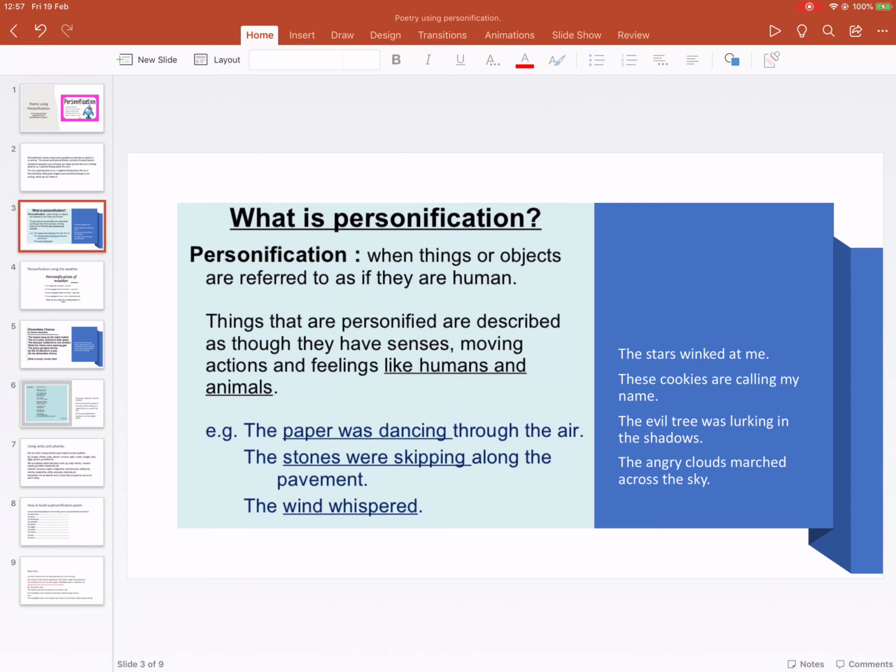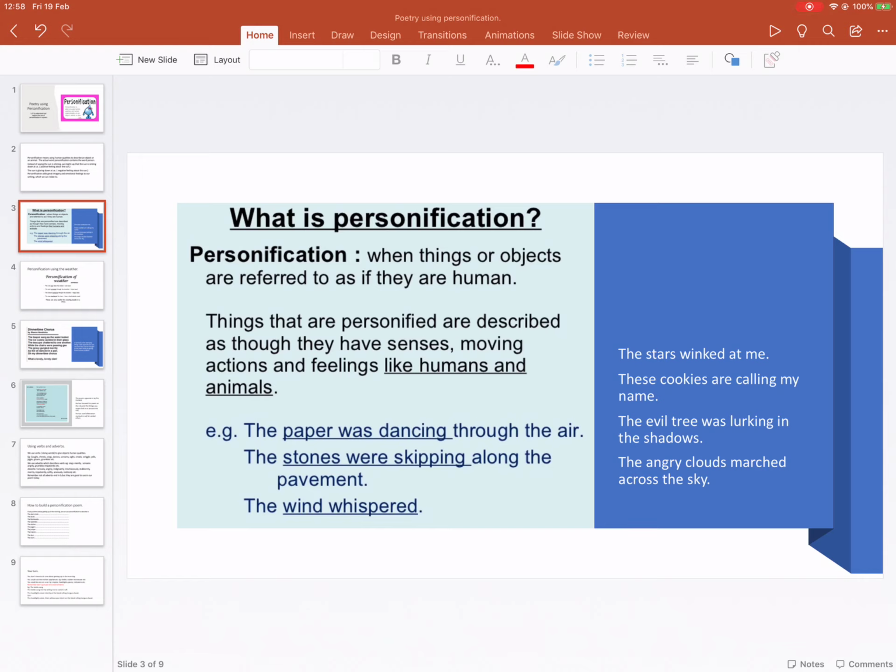So here we go. Personification is when things or objects are referred to as if they're human. So you're really making them human. Things that are personified are described as though they have senses, moving actions and feelings like humans and animals. If you look underneath at the example, it's got the paper was dancing through the air. The stones were skipping along the pavement. The next one says the wind whispered.